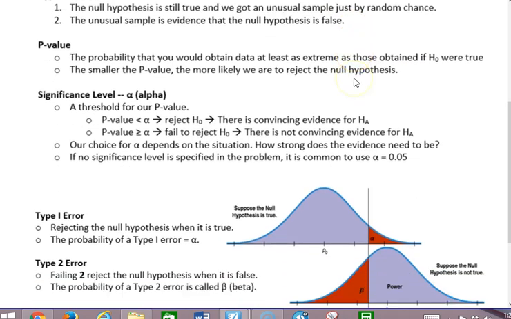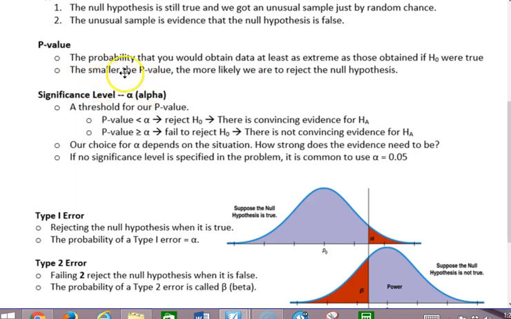The p-value is the probability that you would obtain data at least as extreme as those obtained if the null hypothesis were true. And this would be in the direction of your alternate. So if you are looking for something less than, it would be at least that much less than or more extreme. If you are looking at a two-sided hypothesis, then it could be that much extreme, that much greater or less than the null hypothesis. You put the two together. The smaller the p-value, the more likely we are to reject the null hypothesis.